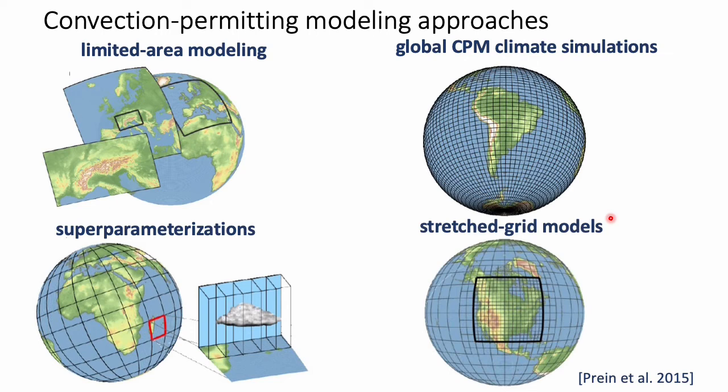And finally, we have stretch grid models. These are models that can have coarse resolution in some regions of the world and then seamlessly increase the grid spacing to have very high resolution of a specific region. So going down to convection permitting simulations, we have several modeling systems nowadays as well that can do this.